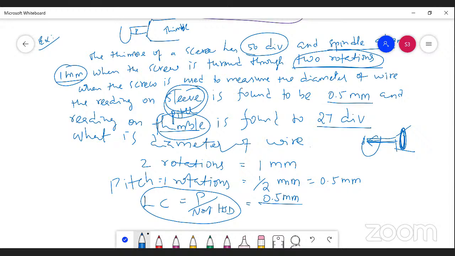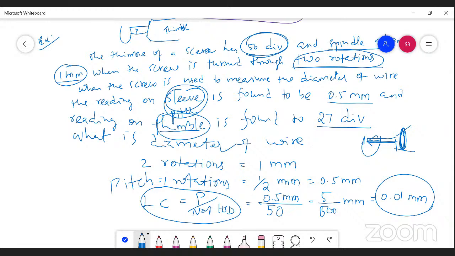Pitch is equal to 0.5 millimeter. The number of head scale divisions in the given question is 50. So it is equal to 5 divided by 500 millimeter, which is equal to 1 divided by 100, which is equal to 0.01 millimeter. This is the least count of the screw gauge in the given question.